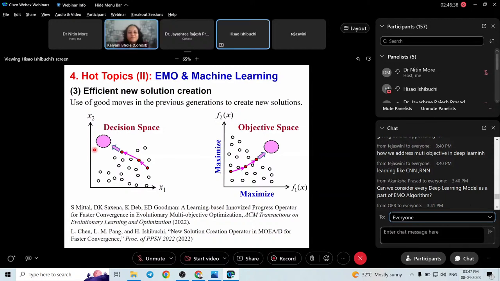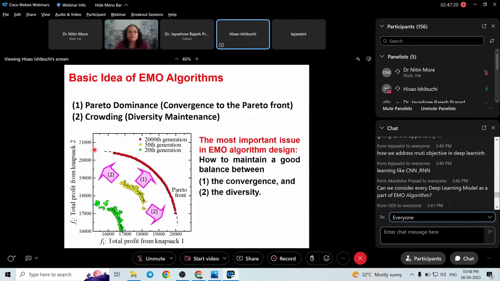Okay. No. Totally different. EMO algorithm and deep learning are totally different research fields with different techniques. However, deep learning can be used to improve the search ability of EMO algorithm. This is one direction. These whole topics are based on that direction. Using deep learning or machine learning, we can improve the search ability of EMO algorithm. This is one very interesting research direction. And there is another, totally different, opposite research direction.